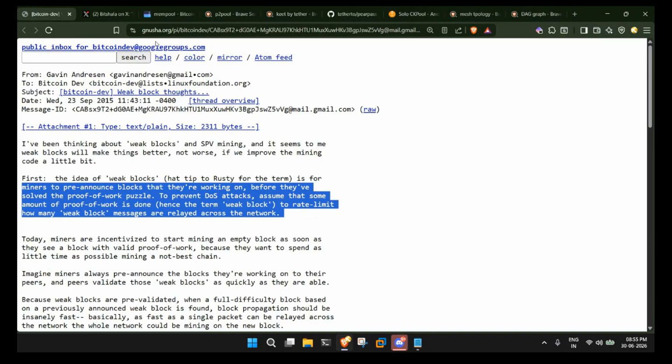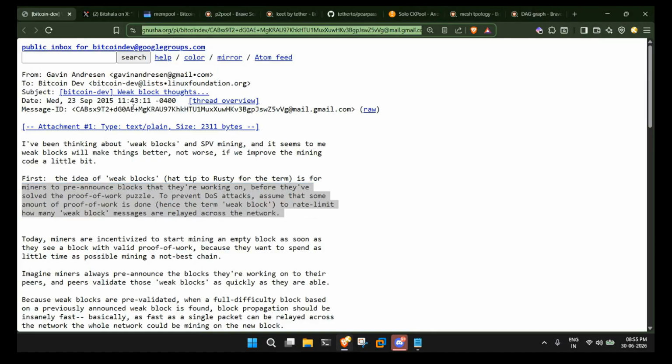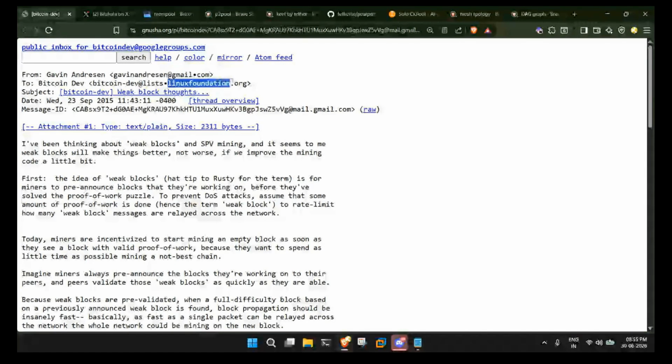I will share this link as well so you can go through it. These are the old mail threads or chain. You might see the Linux Foundation because most of the earlier contributors were Linux contributors. They contributed to the Bitcoin open source ecosystem. I mean, this was the Bitcoin dev Google group earlier, which is not available right now.